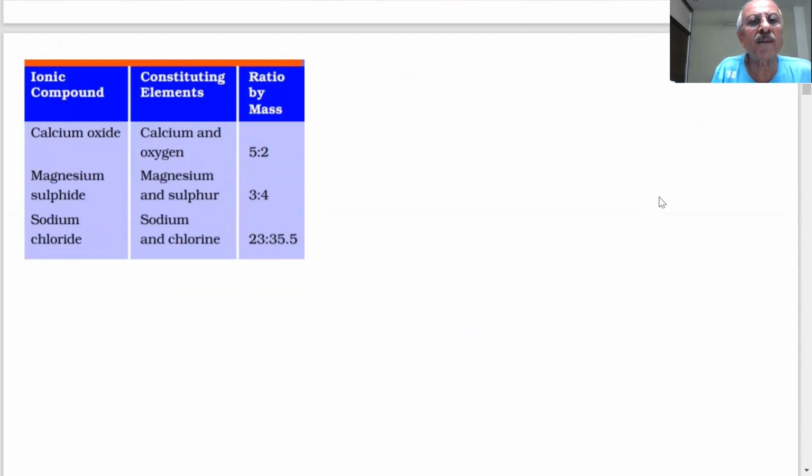Here are some of the examples of ionic compounds. When I say calcium oxide, this is an ionic compound. You are saying it is 2 plus and 2 minus. Calcium is having 2 plus positive charge. Oxygen is having 2 minus negative charge. And the elements are calcium and oxygen. And the ratio by mass, what do you mean by ratio by mass? Why we talk of ratio by mass? It is a compound.